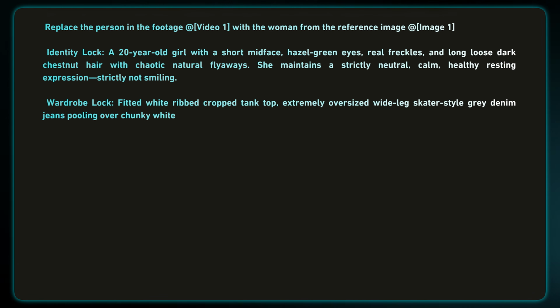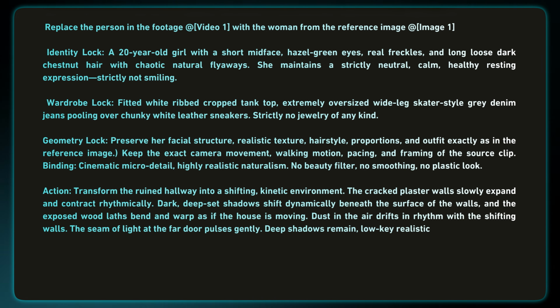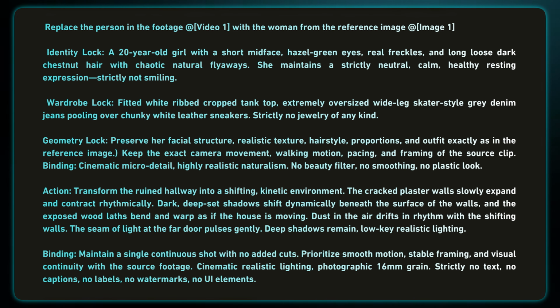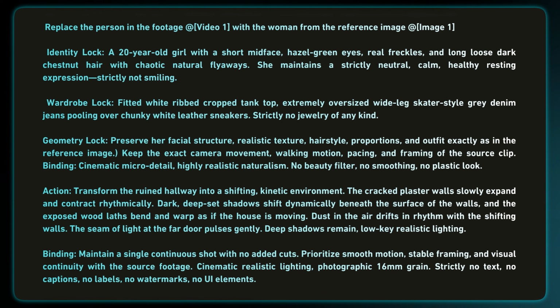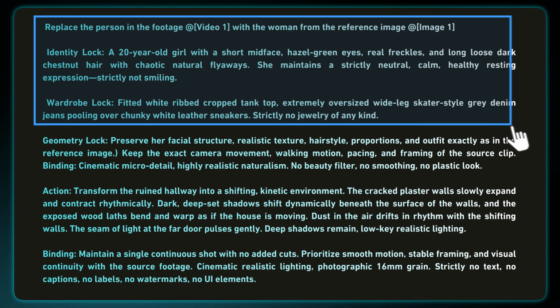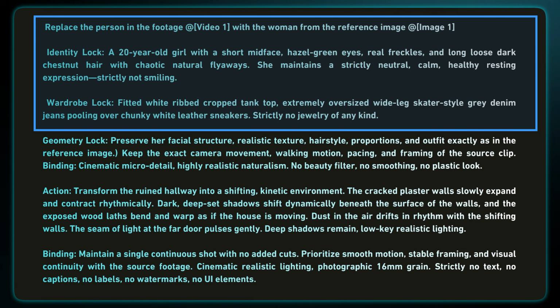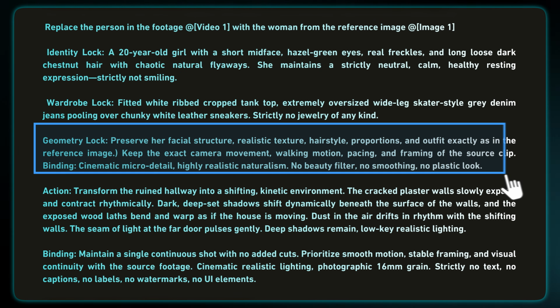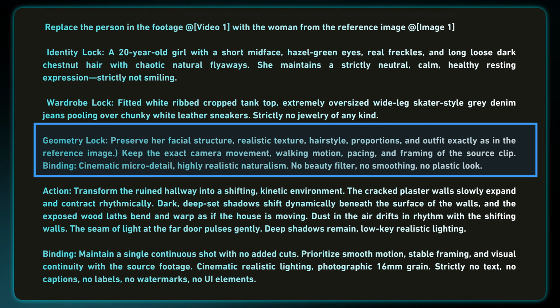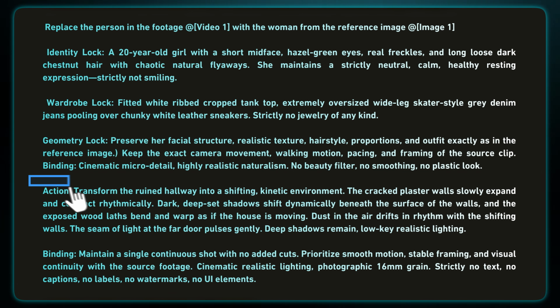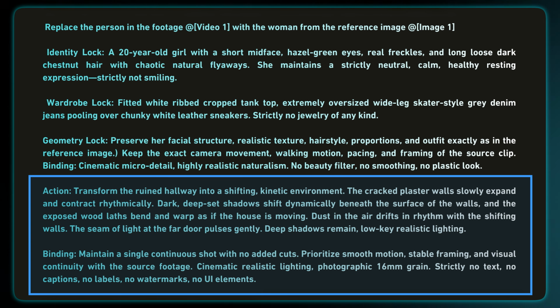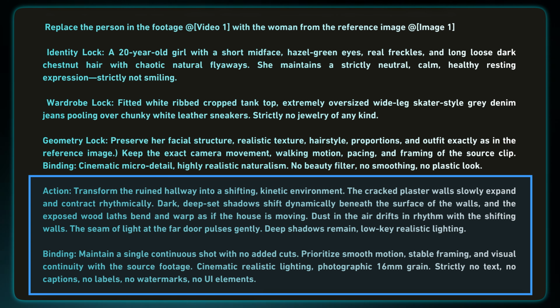This template breaks down into 3 simple parts: person replacement, motion lock, and environment transformation. First, person replacement locks the identity and wardrobe so your character matches the reference image. Next, the camera and motion lock keeps the exact movement of your original clip. Finally, the environment transformation rebuilds the background and adds bindings to keep the shot clean.